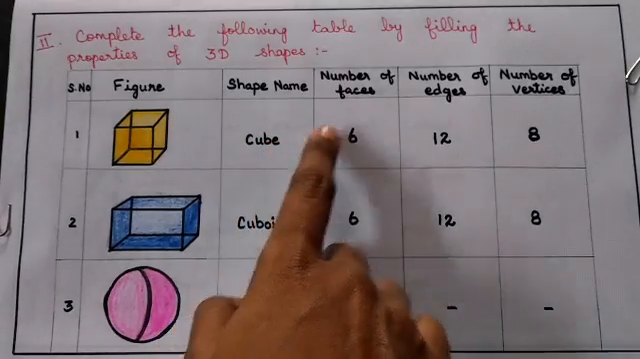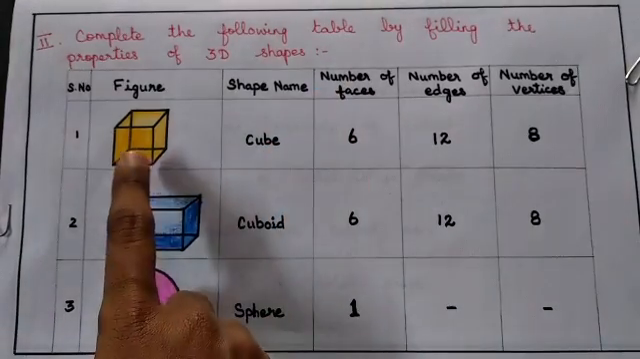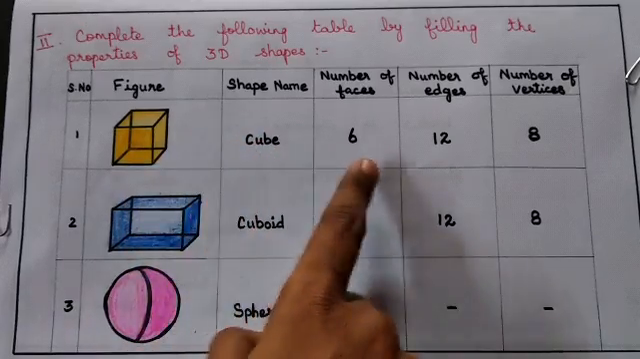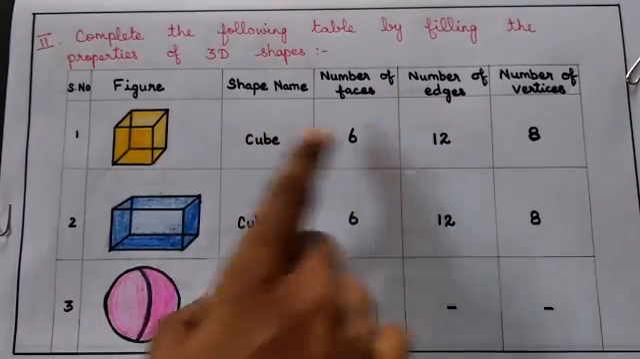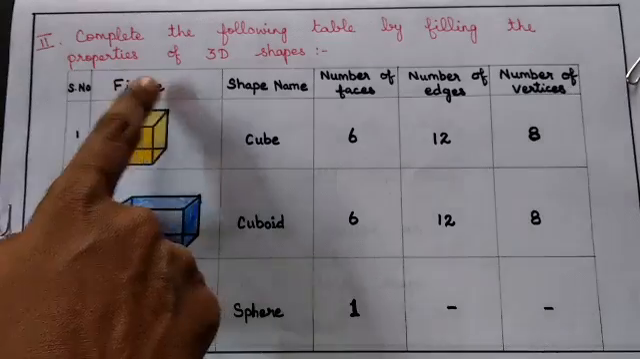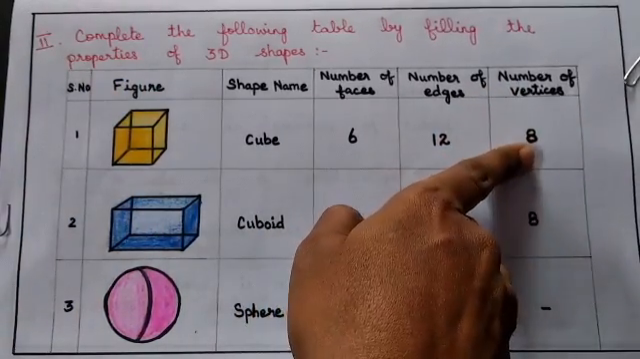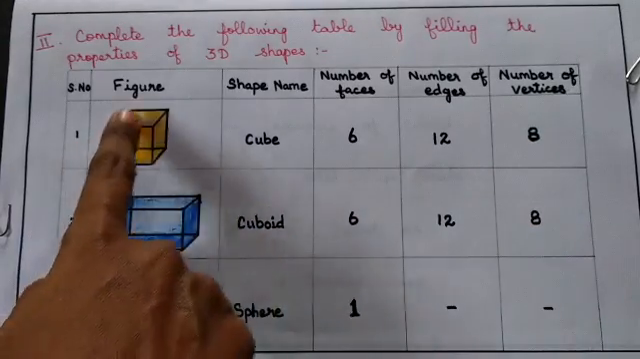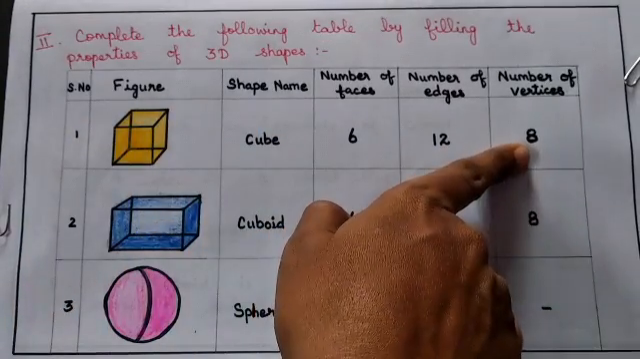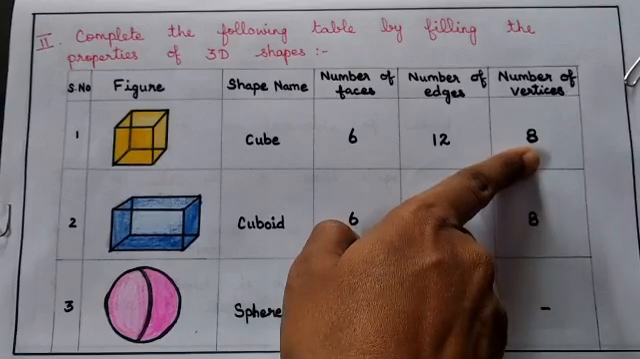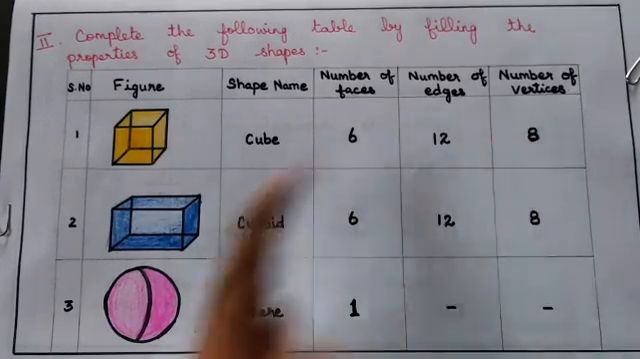Yes. And number of faces. How many faces is it having? It has 6 faces, isn't it? And number of edges, 12 edges. This is only called edges. I have taught you this, isn't it? And number of vertices is 8. The corner, where the edges meet at a point, is called a vertex, isn't it? So the number of vertices is 8.